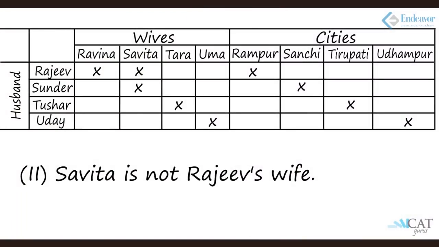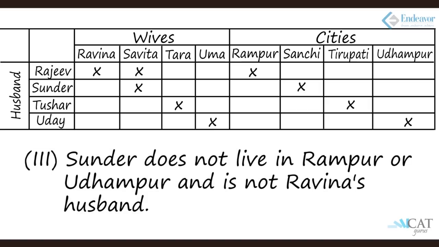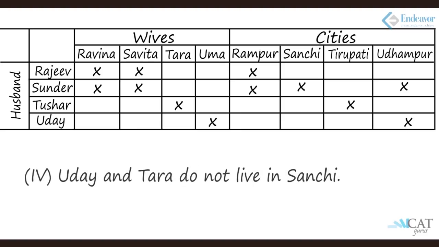Now we move to the second condition. Using the second information, we cross the possibility of matching of Savita with Rajiv. Simple condition, 1 cross to be put in the table. The third information rules out the matching of Sundar with Rampur, Udhampur and Ravina. Fourth information denies the matching of Uday with Sanchi. This part of the information which denies the matching of Tara and Sanchi cannot be used in the table now unless the husband of Tara is known. So we keep this information aside to be used later.